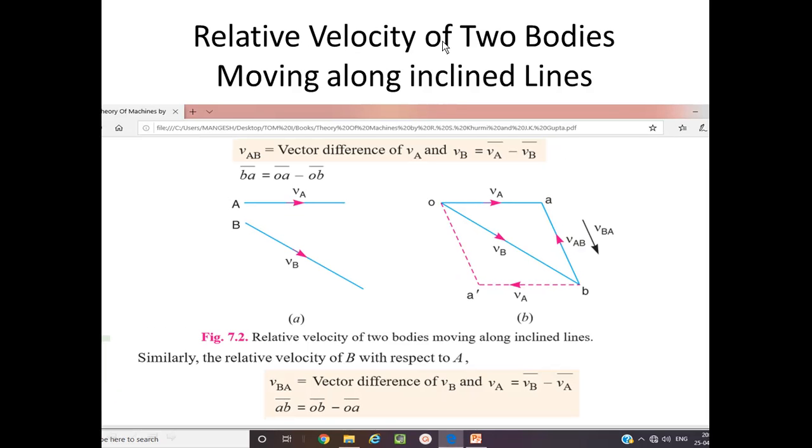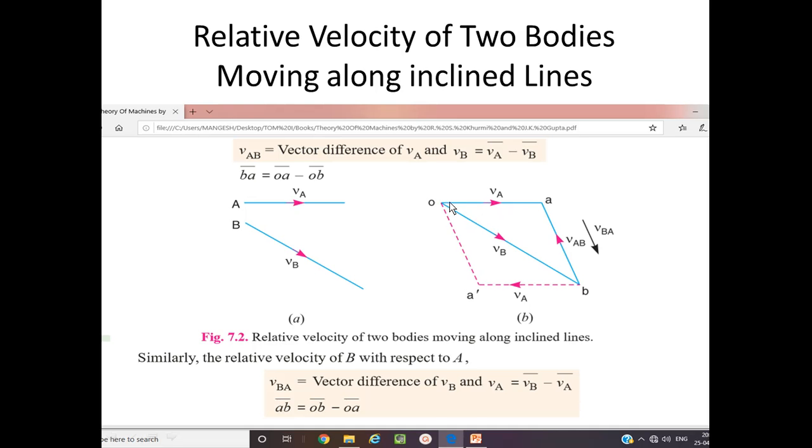Next, relative velocity of two bodies moving along inclined lines. Over here you can see in the figure, body A is moving horizontally and body B is moving along a somewhat inclined line. Once again, repeating the same procedure, both the absolute velocities of body A and body B are given. At point O, I have considered one fixed point. From that I have drawn one vector OA bar, which represents the velocity of body A, and the magnitude will be the same after converting into some suitable scale. If it is 5 meter per second, and considering the scale 1 centimeter equal to 1 meter per second, this distance will be equivalent to 5 centimeter.